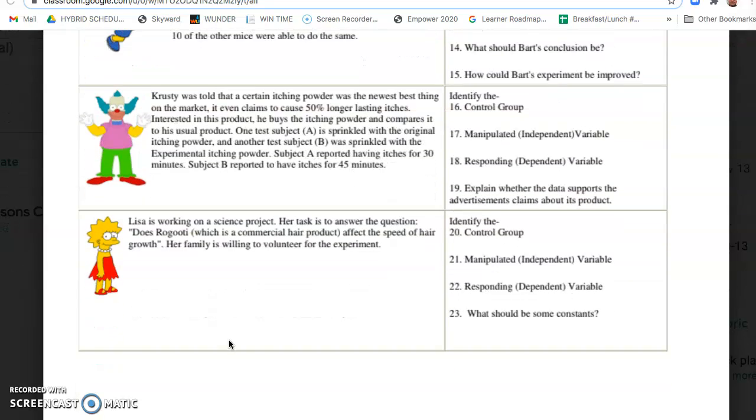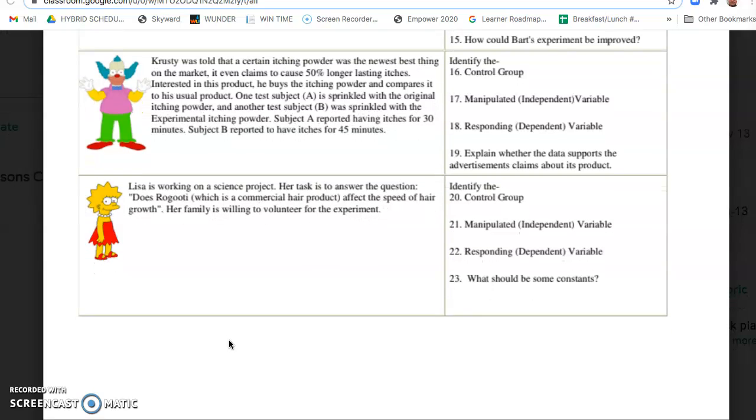And then the last one is asking you to, Lisa is working on a new science project. Her task is to answer the question, does Ragouti, which is a commercial hair product, affect the speed of hair growth? Her family is willing to volunteer for the experiment. So you need to design an experiment here and use Lisa's family, Homer, Bart, Marge, Maggie, as participants in a commercial hair product test that you are going to design right now.